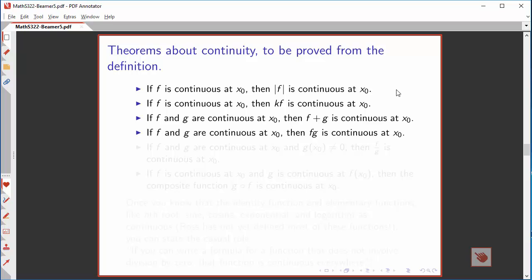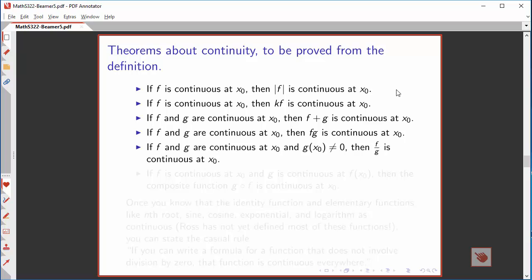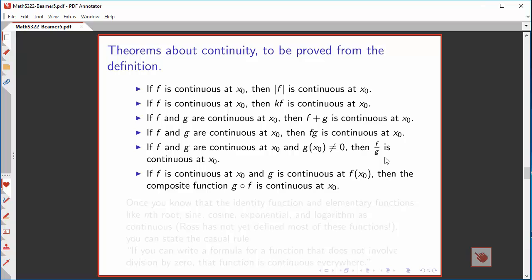Similarly, we can prove by using a limit theorem that if you've got two continuous functions f and g, their product is continuous. And it works for quotients too, as long as we're a little bit careful. We have to say, of course, that g of x0 is different from 0. Otherwise, we'd be dividing by 0 and trying to evaluate f over g at x0. And if that condition is satisfied and we have continuous functions f and g, then their quotient f over g is continuous. Finally, the composition of two functions is continuous.